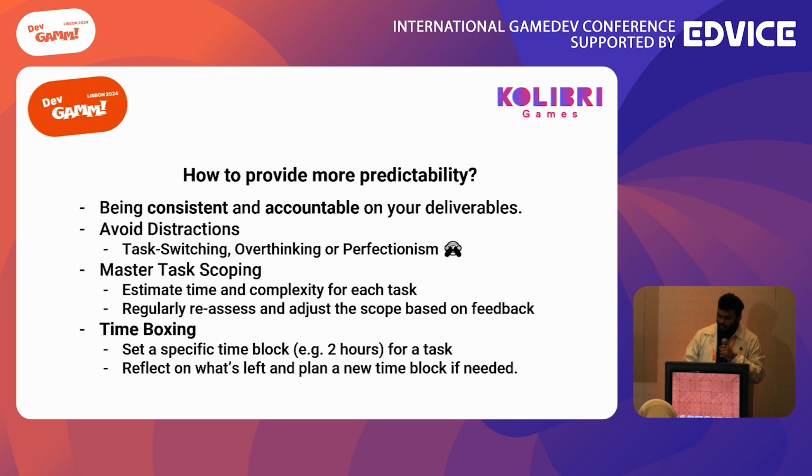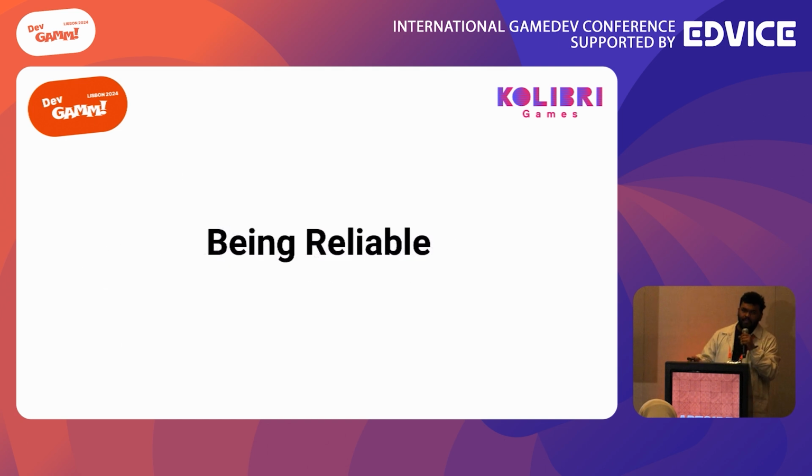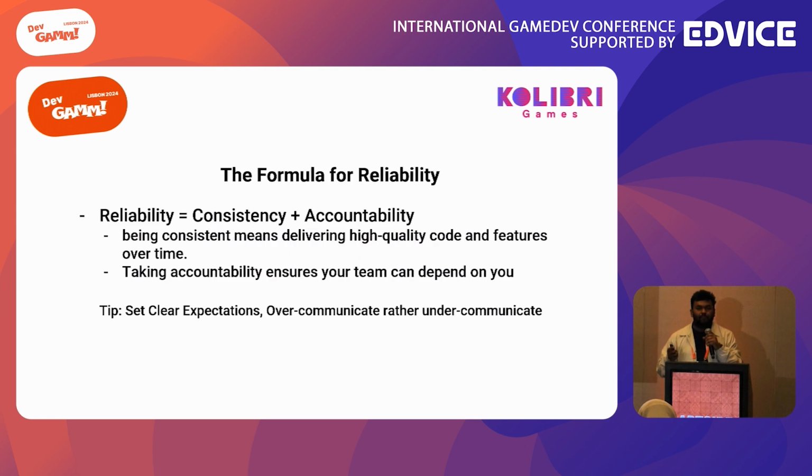All right, so the next one. It's almost a similar thing, but it's being reliable. That's another keyword. So what does reliability mean? What I say is that it's consistency plus accountability, as I said before, because being predictable is about being clear with the communication, but being reliable is a little bit more, because you're also someone who is consistent with high quality deliverables, no matter what feature, what bug fix.